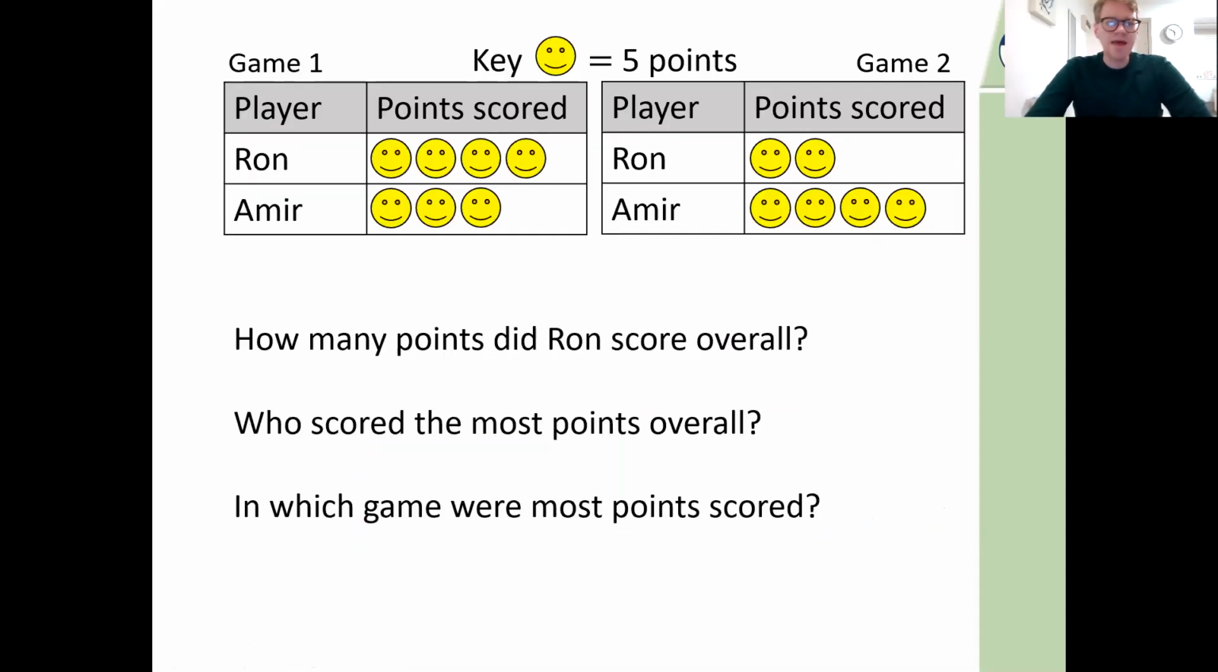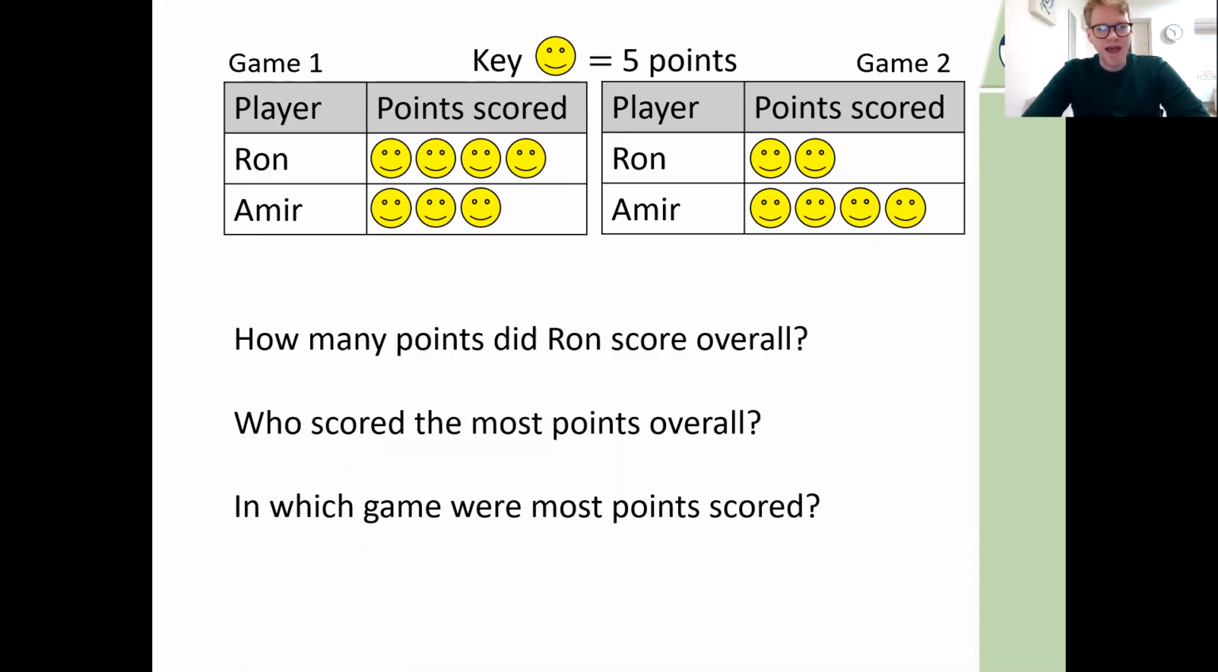Last one we'll look at together then. Here are a couple of pictograms to show the results of Ron and Amir's games. So maybe a little bit like Leo and AJ at home playing Mario Kart together. Ron and Amir have been playing some video games at home. They've tallied up their scores with pictograms. Might be a fun thing to do at home for you today, actually. If you have a game where you're kind of scoring points, you can make a pictogram of it yourself.